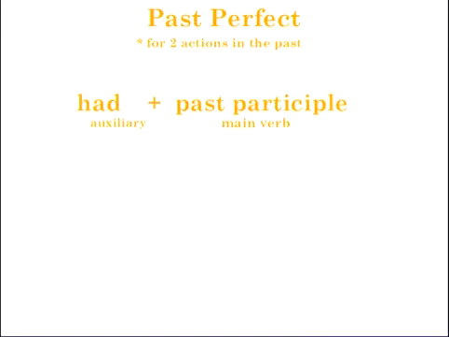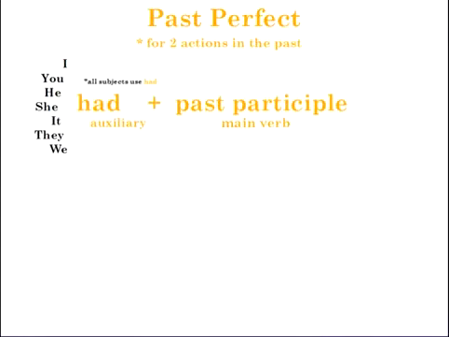Now let's remind ourselves of what subjects use the auxiliary had. Well, all of the subjects use had. Remember that in the past perfect, all my subjects are going to use had for the auxiliary verb. I had, you had, he had, she had, it had, they had, we had. All the subjects use had.